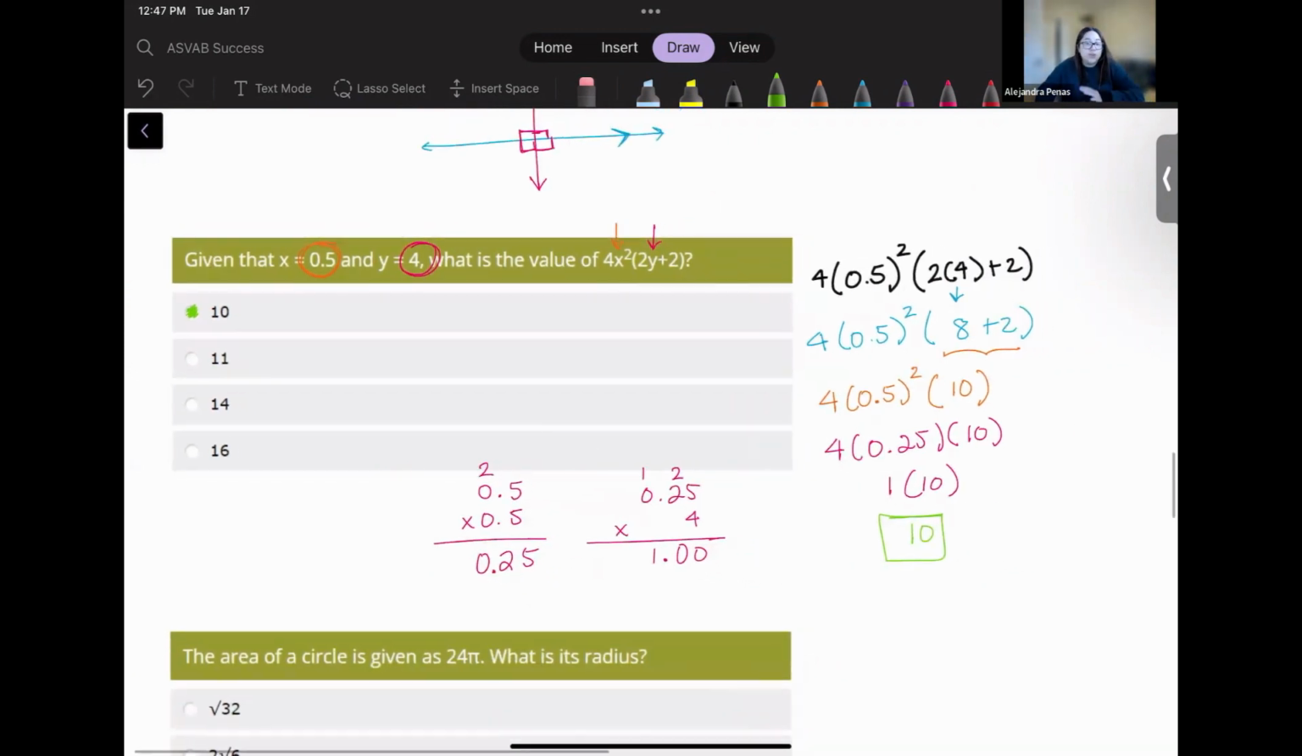So again, you're just going through PEMDAS. You're just going through the order of operations, which is always parentheses, exponent, multiplication, division, addition, subtraction, and you always go from left to right. Just like when you read a book, you go from left to right, same order you're going to do it. Any questions on this one?